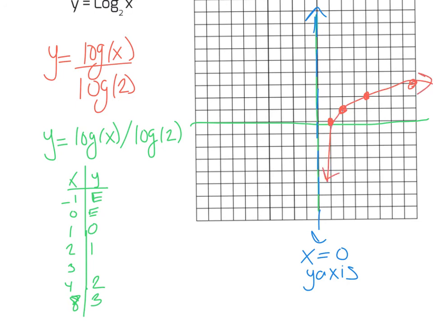Okay. If you wanted to go ahead and state the domain and the range of this graph, the domain would be x has to be greater than 0, because you cannot bring this graph over to the negative x's. But the range will go all the way down and it'll go all the way up. So the range is all real numbers.